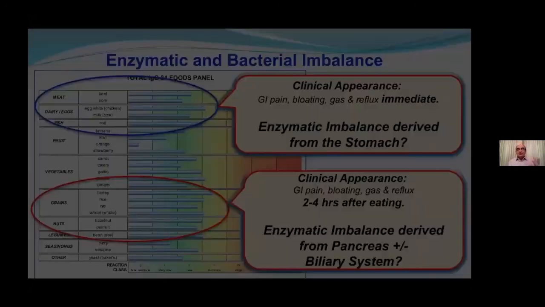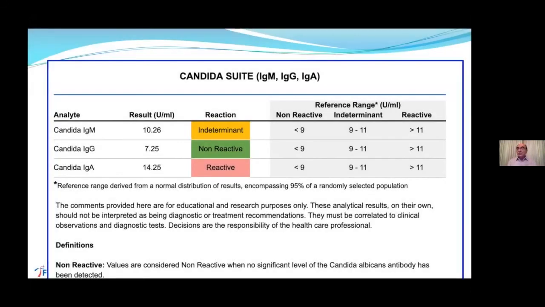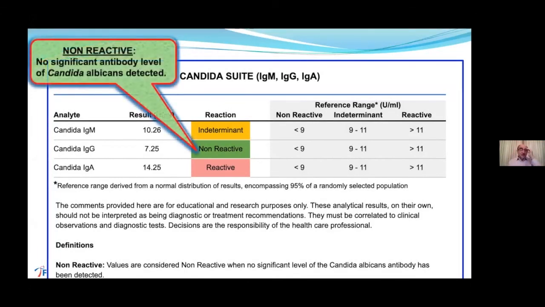I did mention to you the food sensitivities. I'm not going to go over that again. And I told you about Candida. And this is what you would see in our report. You would see IgM, IgG, and IgA. For example, in this case, IgG is non-reactive. It's less than 9. There's very little or no significant antibody level of Candida albicans.